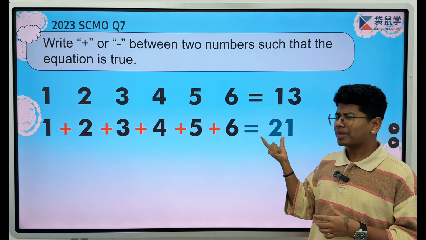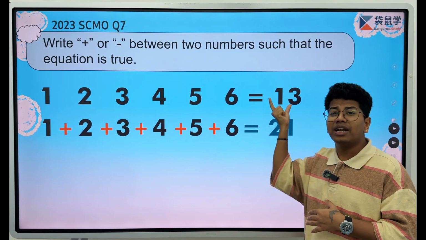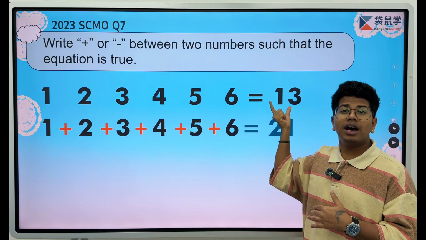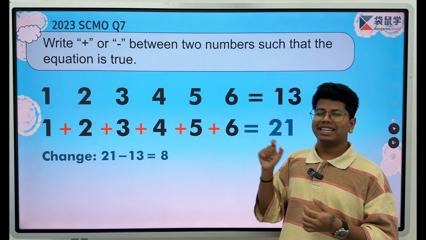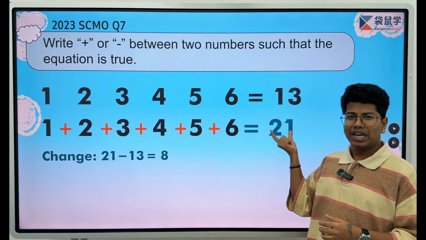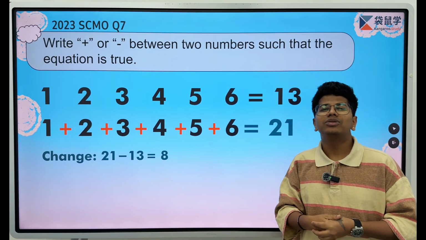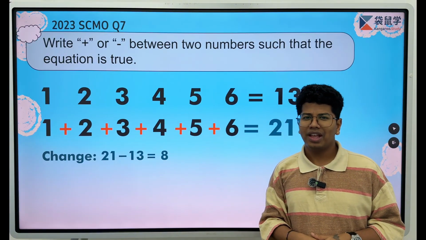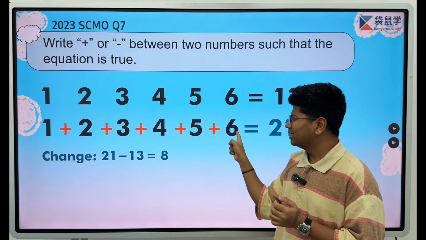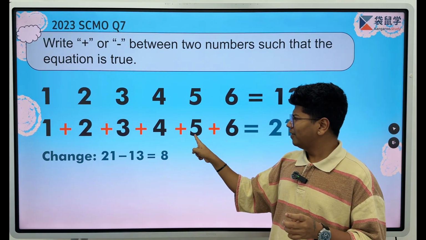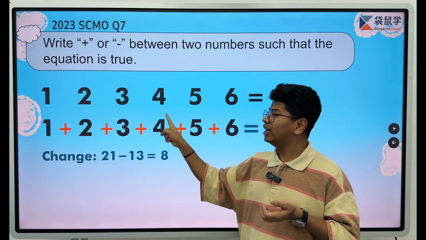Now let's just have a look. This is 21, but this is 13. From 21 to 13, what is the change that we need? We need to get smaller. How much smaller? To calculate, we can just calculate 21 minus 13, which is 8. So from this 21, I have to remove 8 to get 13. Remove 8 means what? Which numbers do I have to remove? Now we might think we just have to remove 8 and we can get the answer. Since there is no 8 directly, either we can remove 5 and 3 because 5 plus 3 is 8, or we can remove 6 and 2.